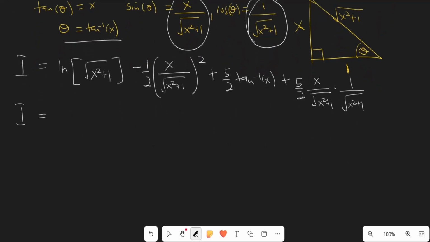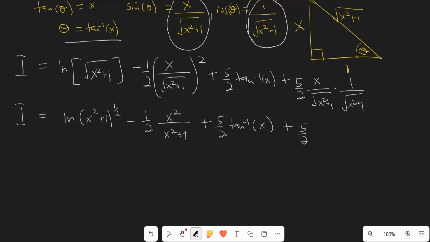So I is going to be 1/2 ln of x squared plus 1 raised to the power 1/2, like this. This is the square root, and this one is minus 1/2 x squared all over x squared plus 1, plus 5 over 2 tan inverse of x, plus multiply these guys out. This is going to be x over x squared plus 1.